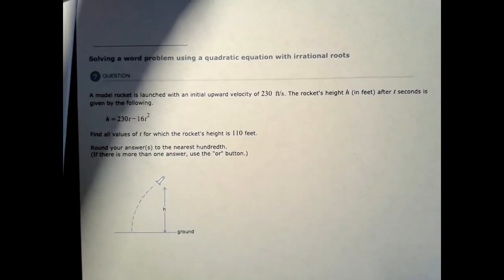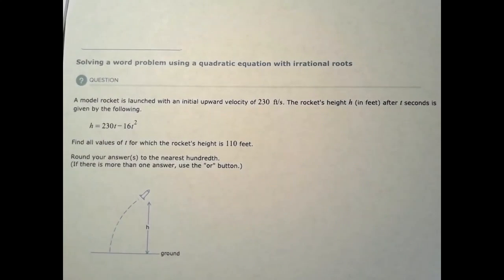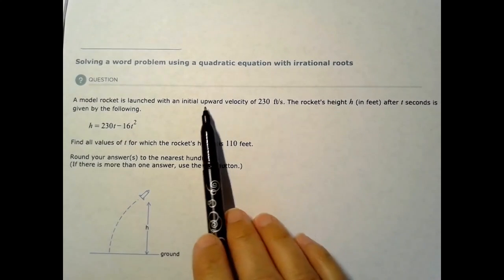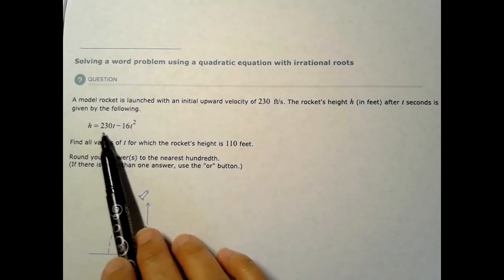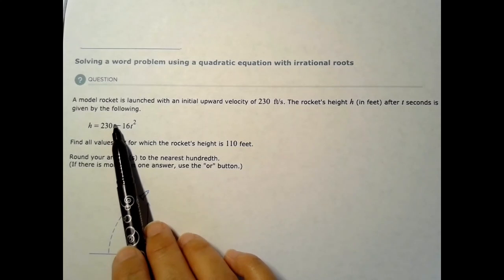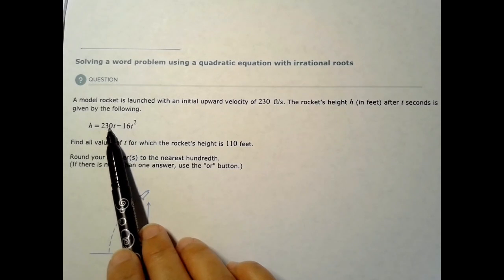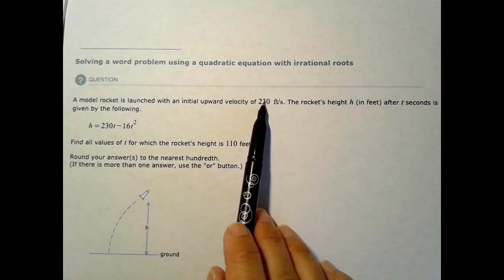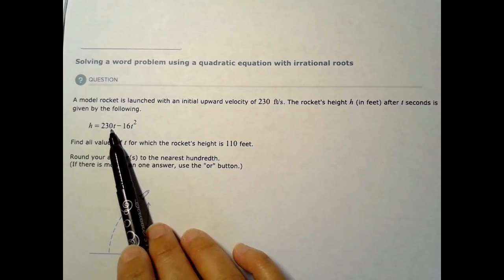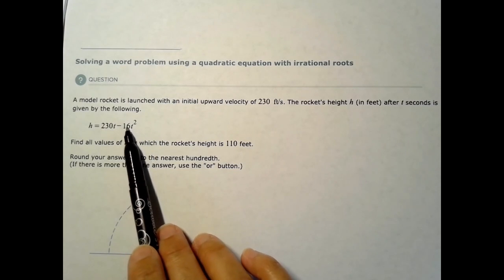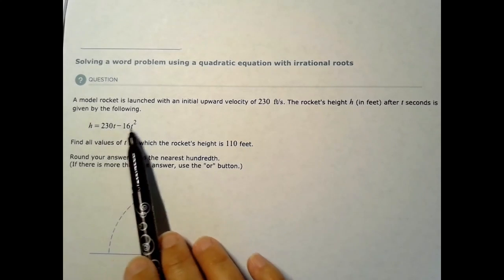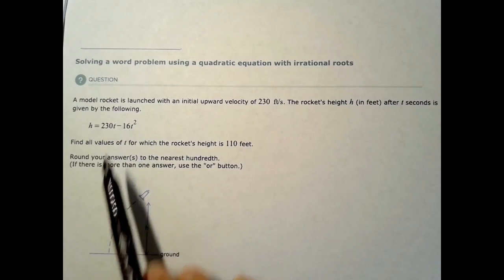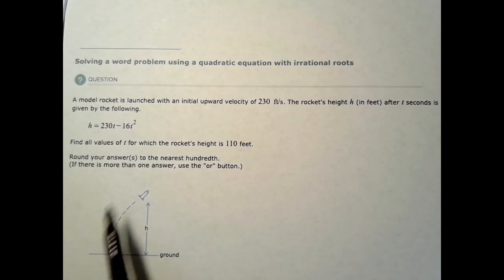So let's look at that for just a second and talk about what we know. This upward velocity means this 230 is going to be positive in the formula. The coefficient of the t is your velocity. So if the velocity was 100 feet per second, then you would see a 100 right here. This negative 16t squared is your gravity. And since we're starting at the ground, there's no constant in the problem. It would be 0, because we're starting at the ground and we're going up.